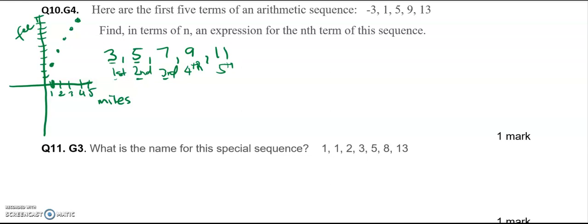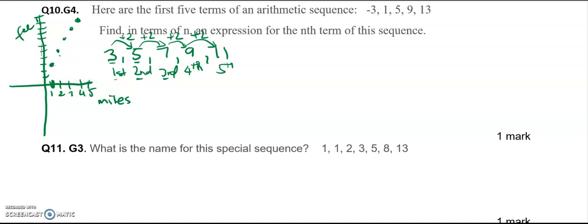So I've plotted these points, and you can see clearly how much I'm paying per each extra mile. So from the first mile to the second mile, I paid £2 extra. Same thing from the second to the third, I paid £2 extra. From the 3rd to the 4th, again £2 extra. From the 4th to the 5th, again 2. So that kind of tells me that I'm paying £2 per mile.